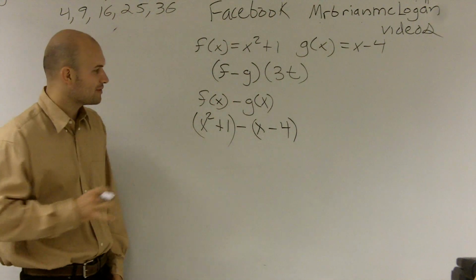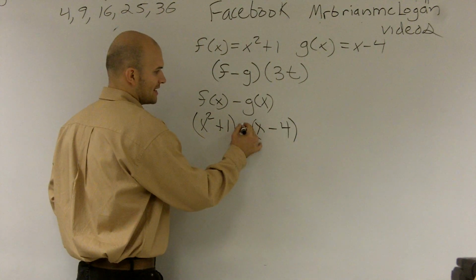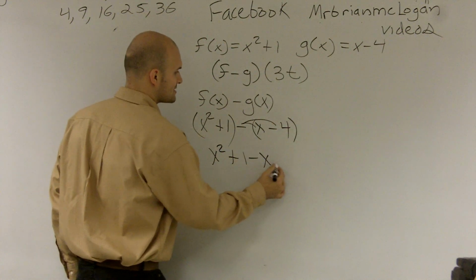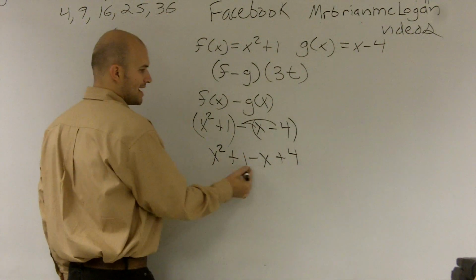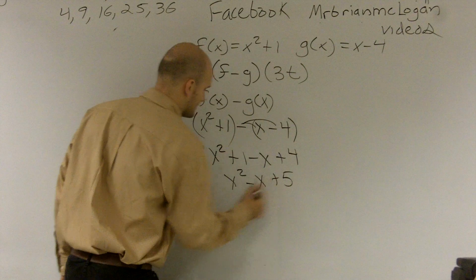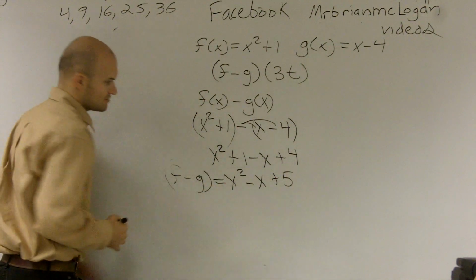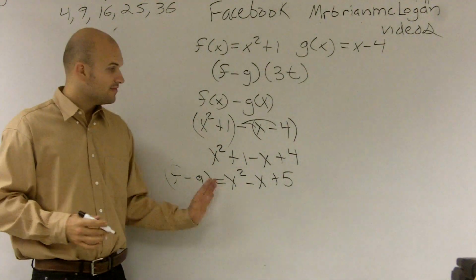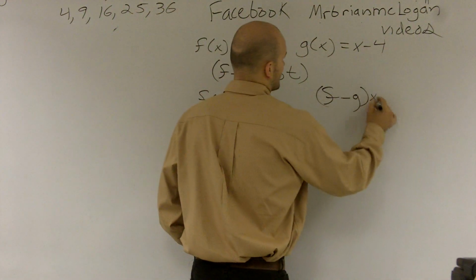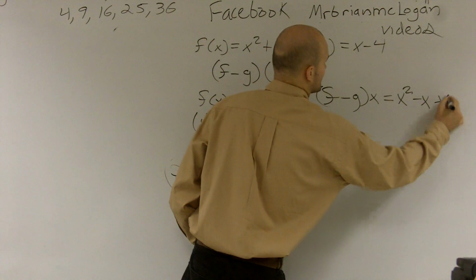All right, I'm going to make this really quick here. So here we need to make sure we distribute our negative sign. So now we have x squared plus 1 minus x plus 4. Combine your like terms: x squared minus x plus 5. So f minus g of x equals x squared minus x plus 5.